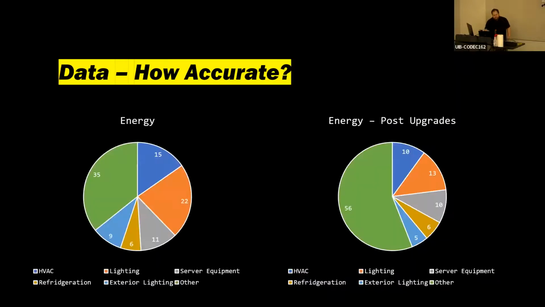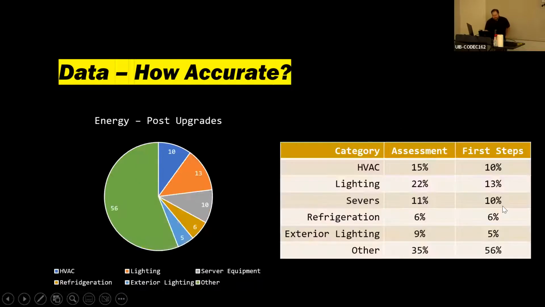And so say we have the energy, this is, you know, as it's performing right now, and we've miraculously convinced our client to do everything we've asked, because that always happens. And so this is the result of it. So HVAC got reduced from 15 to 10, lighting from 22 to 13. The servers we got a little more optimal performance from the scheduling, so 11 to 10, like I said, don't feel bad about that. Refrigeration, we didn't bother to touch. We'll go over that. Exterior lighting got reduced by 4%, 9 to 5.